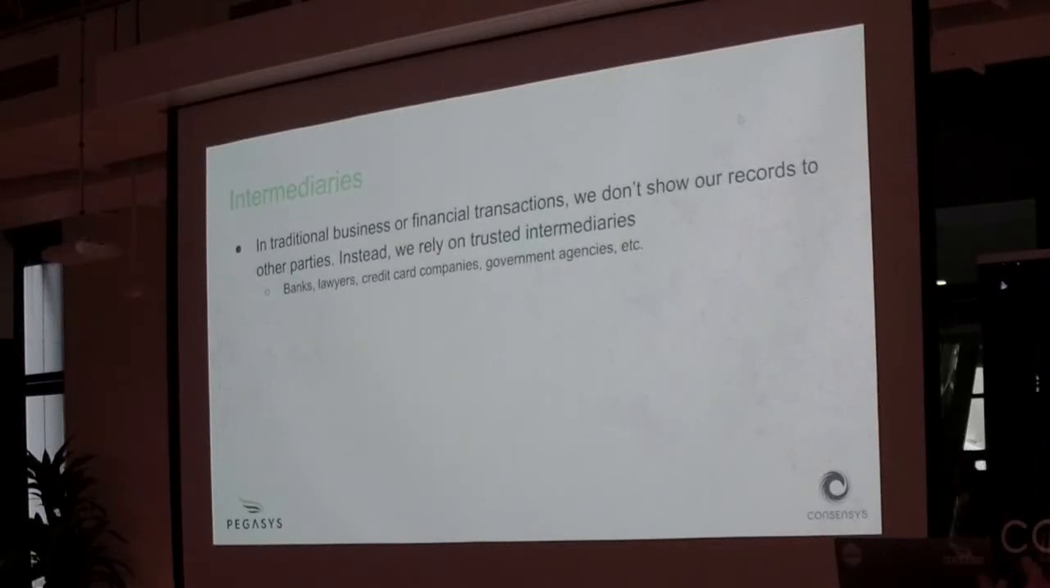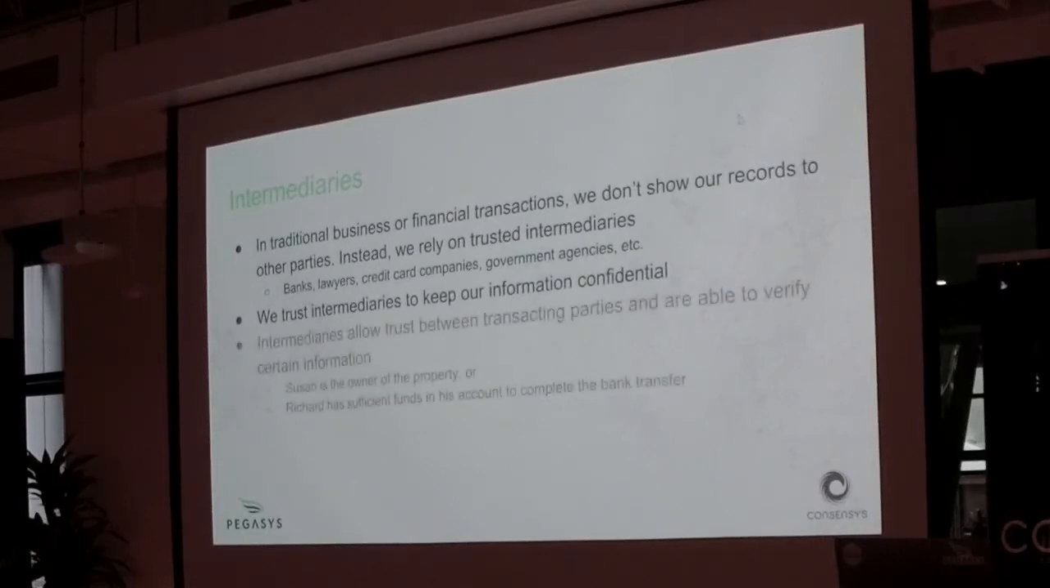So all of these intermediaries, we rely on them, we trust them to hold our information private. The banks, the lawyers, the credit card companies, government agencies, and so forth. Okay? We trust that they'll keep our information secure and confidential.